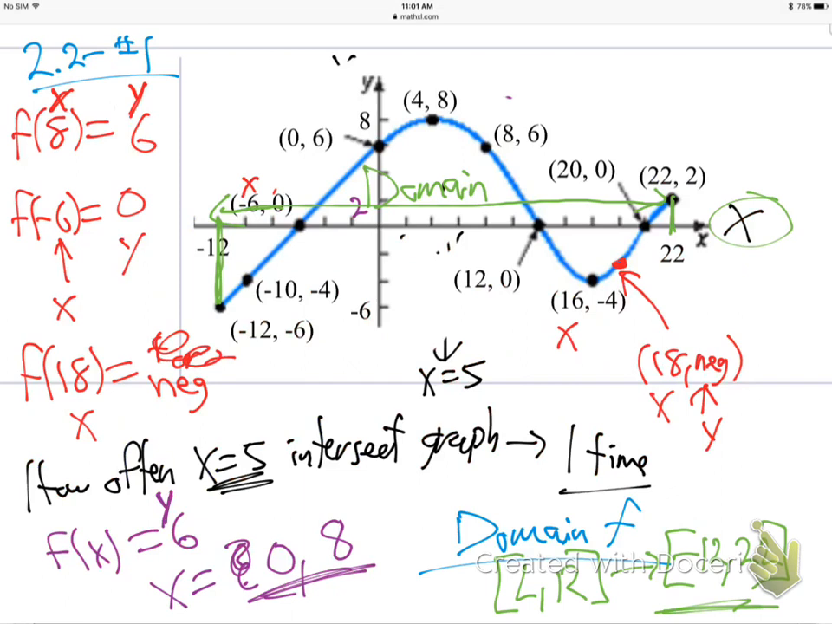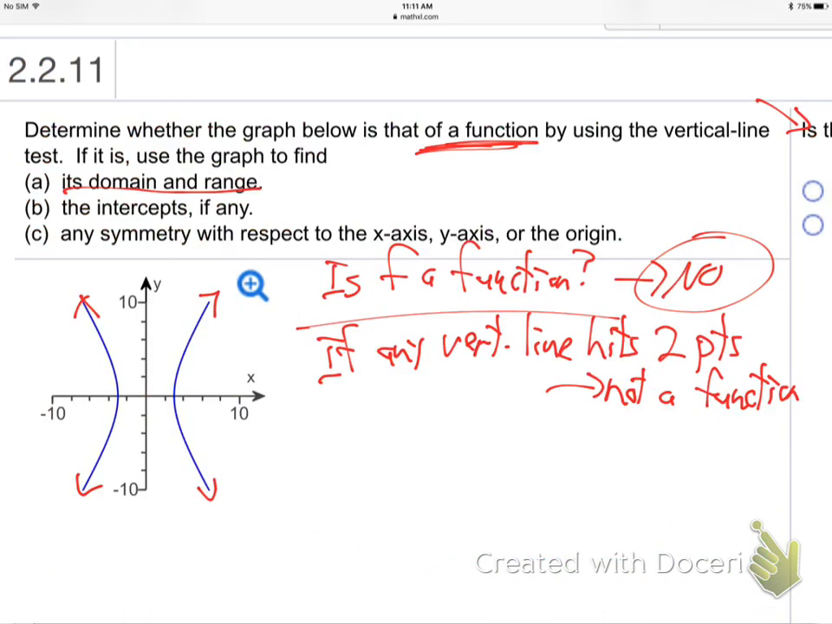Whereas the last graph, see how that clearly ends. See these solid dots, that clearly ended on the left and the right. It didn't go on and on. So when they asked me domain, I stopped on the left, I stopped on the right, bracket negative 12 to 2. Whereas this one, the arrows go on and on. So what's the domain of this function?